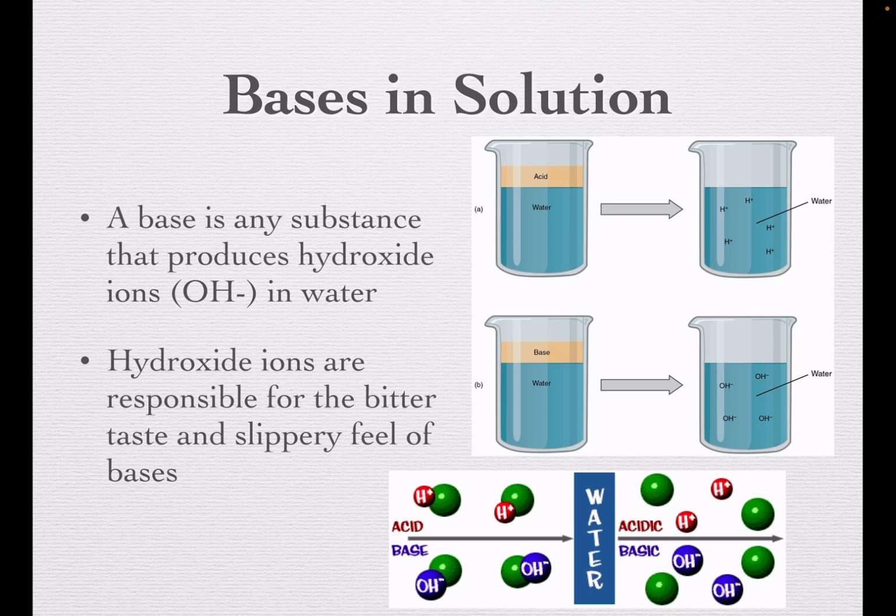So there's another picture up here on the top. When we have an acid mixed with water, we're going to end up with our hydrogen ions floating around. And then when we have a base with water, we're going to have our hydroxide ions floating around.